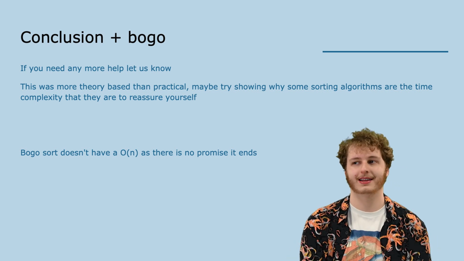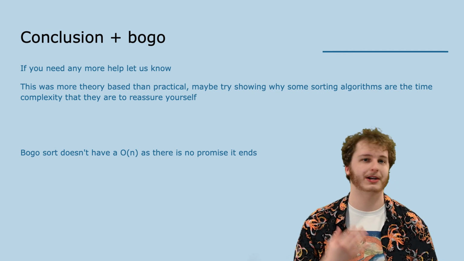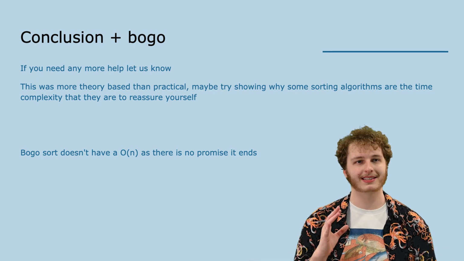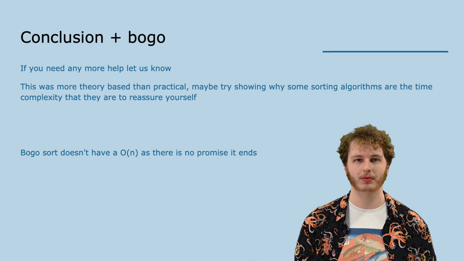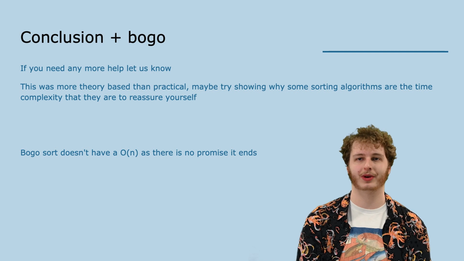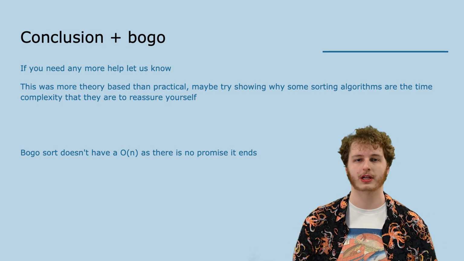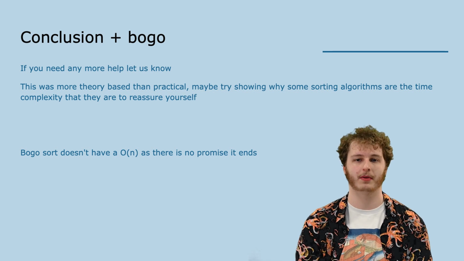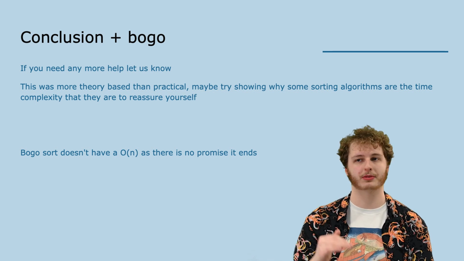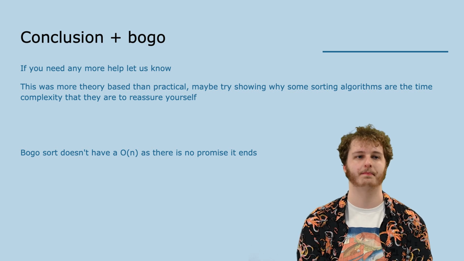Now, I really hope this does help cover up some things, especially about tractability here. I understand it's a lot more theory-based than it was practical. Maybe try going through some of your sorting algorithms and the time complexity that they are to reassure yourself. Maybe walk through Dijkstra's, see how you can prove that it's n squared. Maybe run through some sorting algorithms and see how they work out.